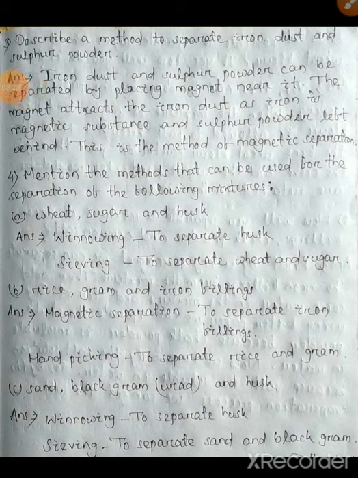Fourth question: mention the methods that can be used for the separation of the following mixtures. Three mixtures are given. By which methods can we separate each component? First one: wheat, sugar and husk. Since husk is there, we can separate it by the method of winnowing. Winnowing is the method where we can separate lighter particles by air. So first we separate husk by winnowing. Next, wheat and sugar are left behind.